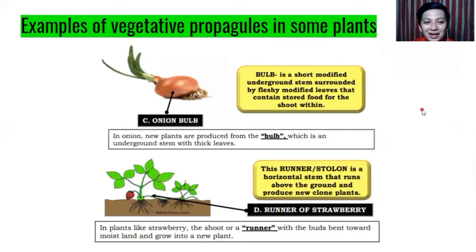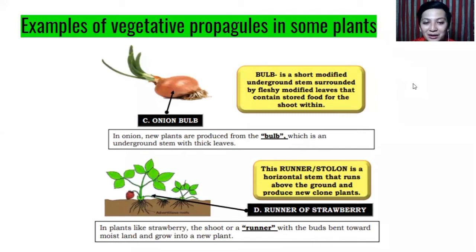And next, we have letter C, onion bulb. So, bulb is a short modified underground stem surrounded by fleshy modified leaves that contain stored food that is used for the onion to grow and at the same time magkaroon siya ng halaman or leaves and then ng roots. So, yung root and shoot system. So, that is for the shoot within the bulb. And in onion, new plants are produced from the bulb. So, which means this is an underground stem with thick leaves.